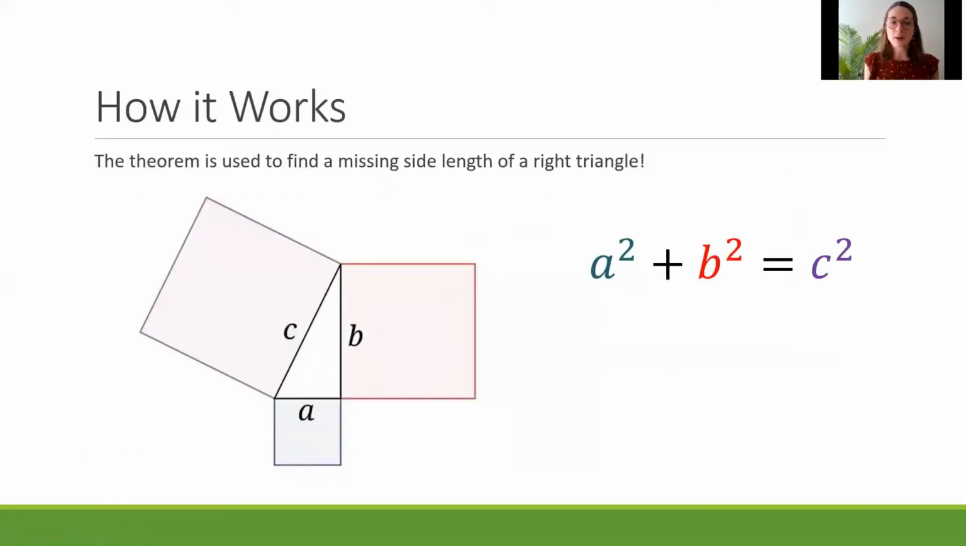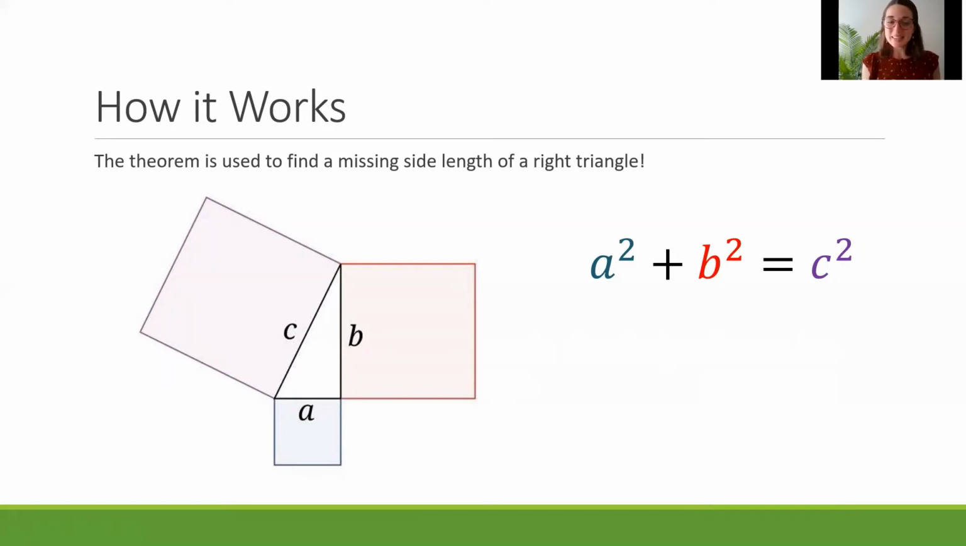So here's how it works. The theorem is used for finding the missing side length of a right triangle. So you can see here a triangle in the middle of these 3 boxes. So we have side A, side B, and side C. Side C is always the hypotenuse. It's always that longest side of the triangle that's opposite the right angle that you see down at the bottom between A and B. So this idea is that we have A squared plus B squared equals C squared.